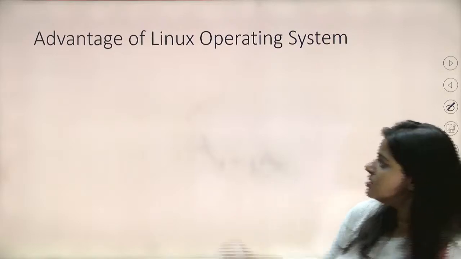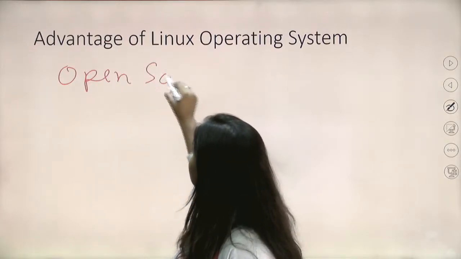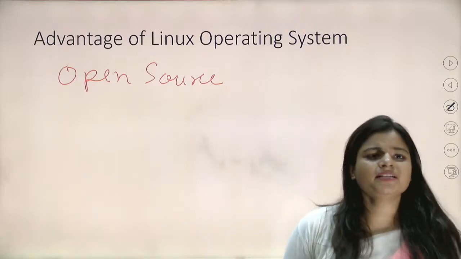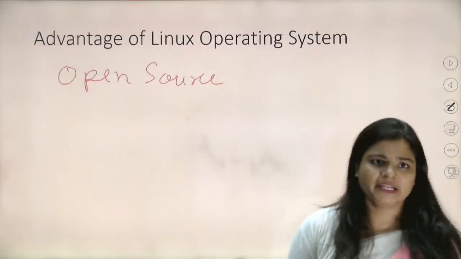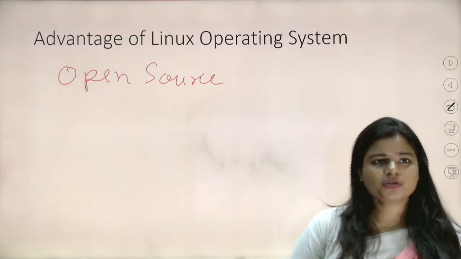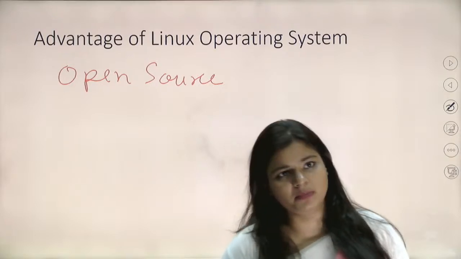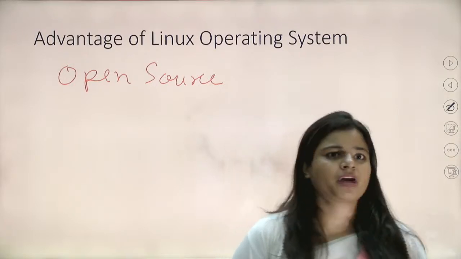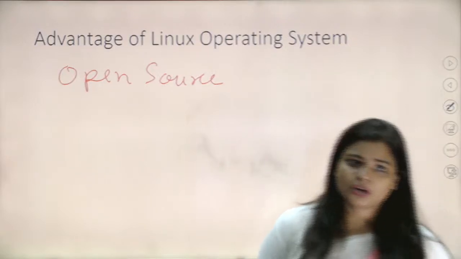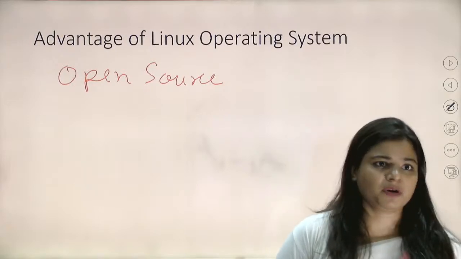So first, it is open source. What is open source? Linux is an open source operating system. Its source code is easily available. Open source means that the source code of the operating system is easily available. Anyone with knowledge of a programming language can customize the operating system. One can contribute, modify, distribute and enhance the code for any purpose.